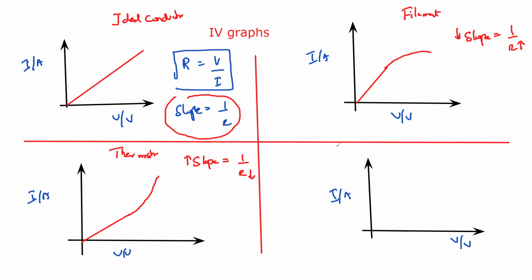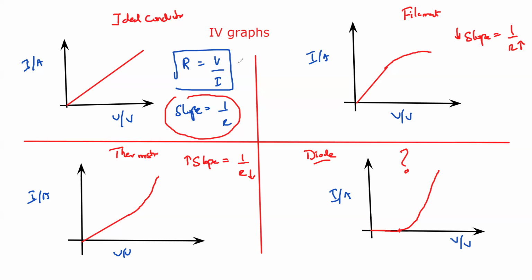And the last one is a diode. When we sketch a graph for a diode, we observe this shape. Initially, the diode has infinite resistance, and then as the slope is increasing, it means the resistance is decreasing. But why is the graph like this for a diode? That is the topic today.